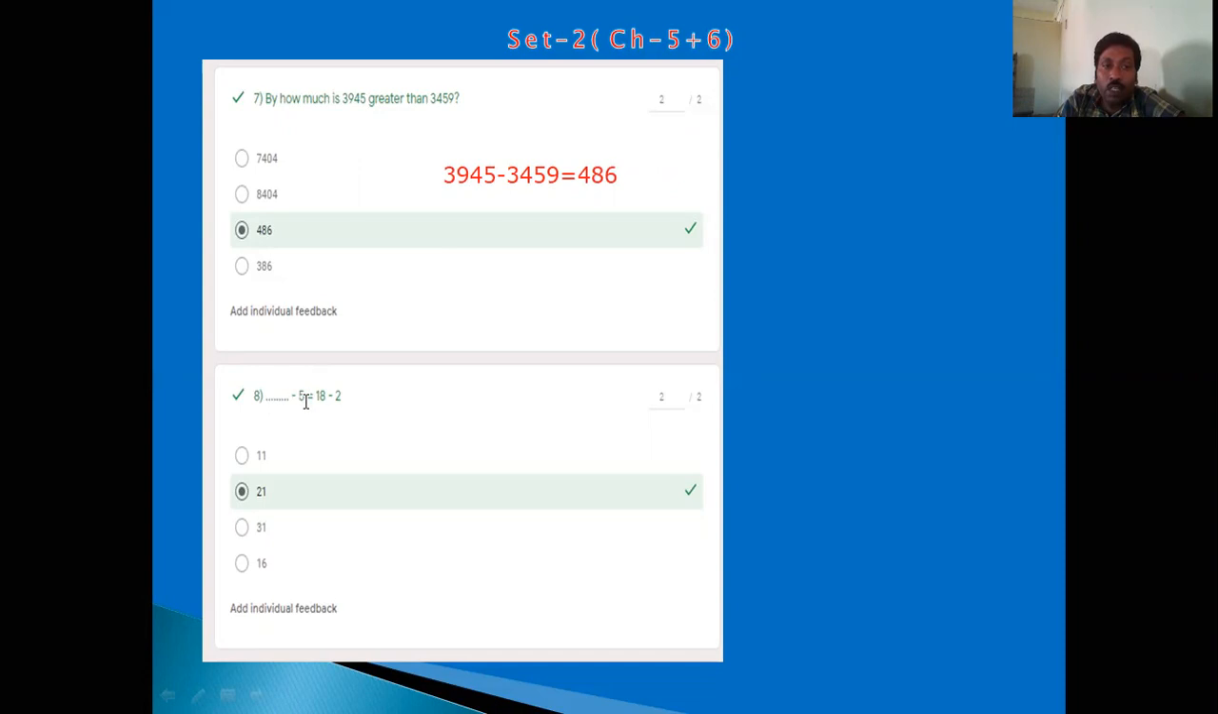Dash minus 5 is equal to 18 minus 2. How can we make this statement true? And write the answer. Minus 5. And when we subtract 18 minus 2, we get 16.